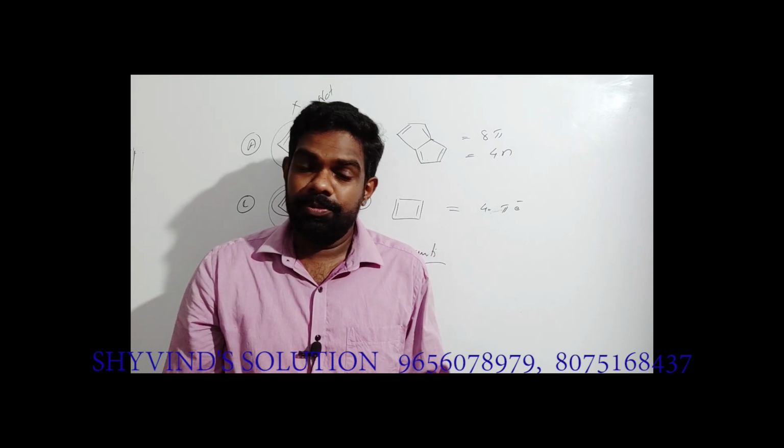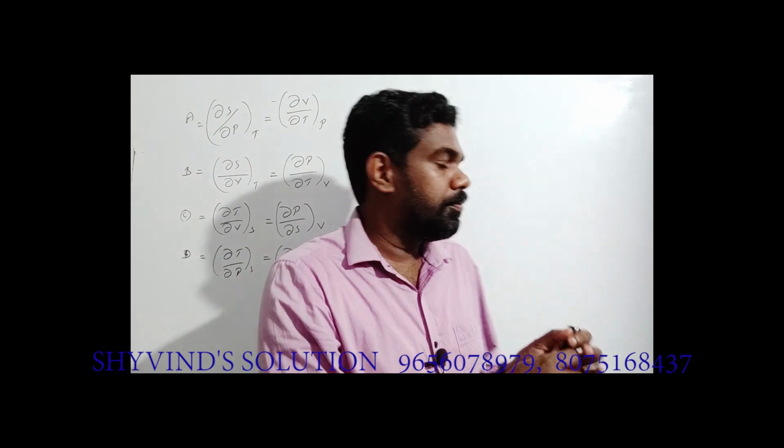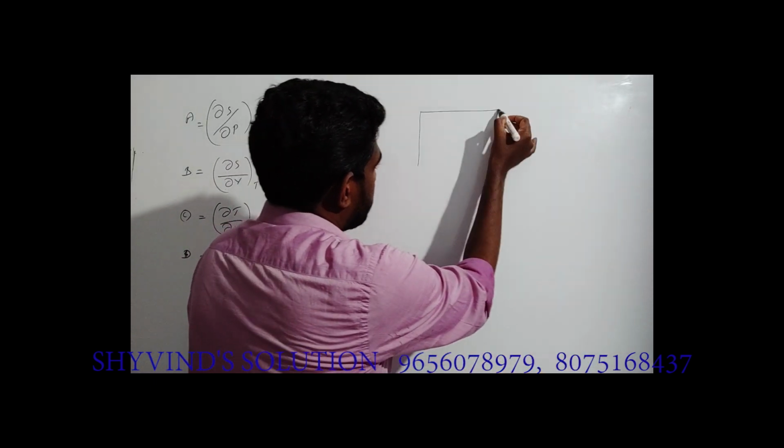Now let's move on to question number 40. The correct Maxwell relation derived from the fundamental equation of thermodynamics is R. Okay, these are the options given. So let's see how to solve this. To remember Maxwell's relations is very difficult, so I'll tell you a simple idea to remember all these things. It's a trick to remember Maxwell's relations.